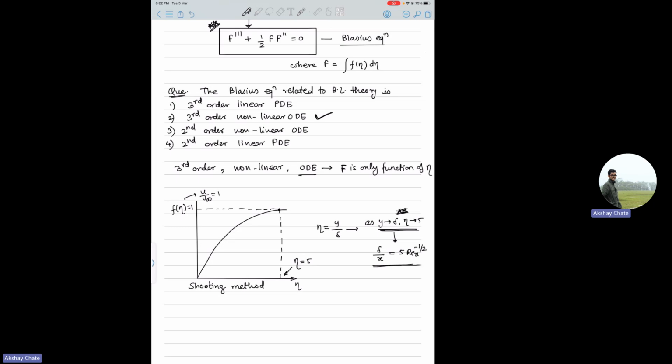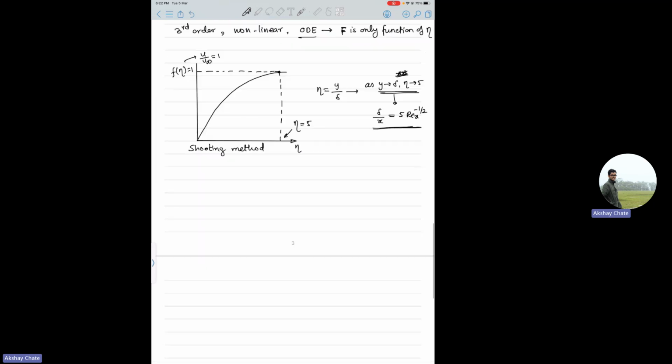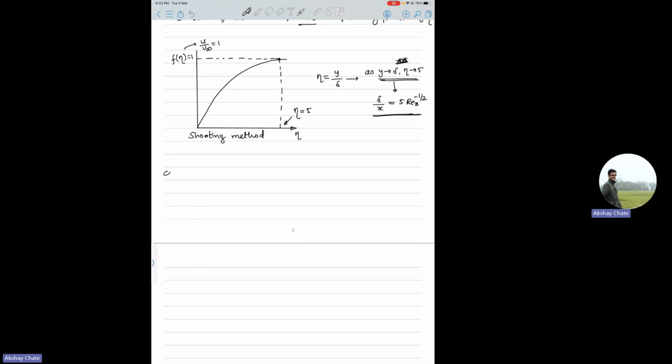So that's about it. So we'll move on to the next part because finally we were introduced to some correlations, and mostly the numericals that you get are based on correlations only. So we'll start with some numericals.